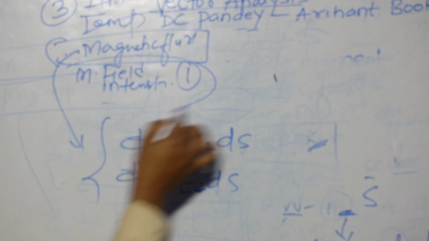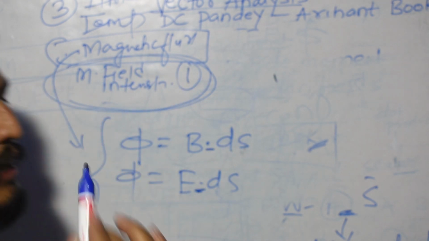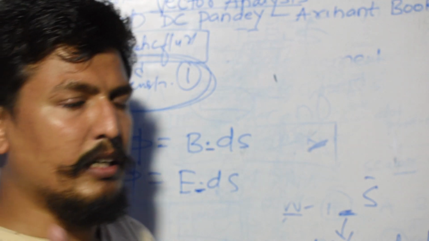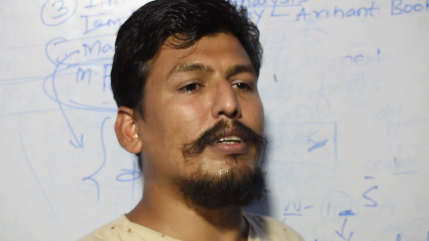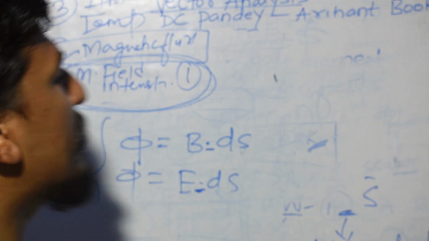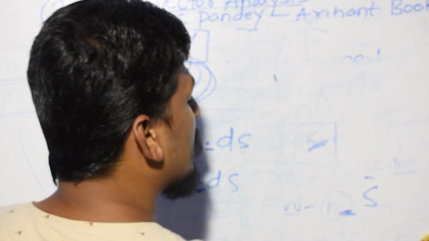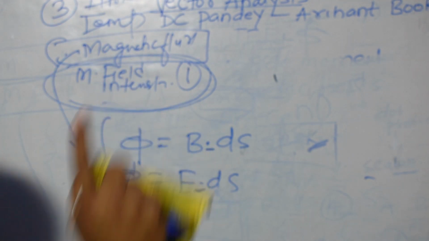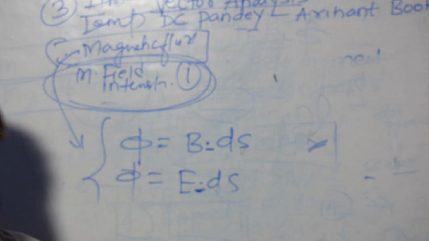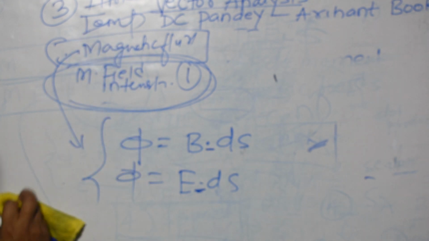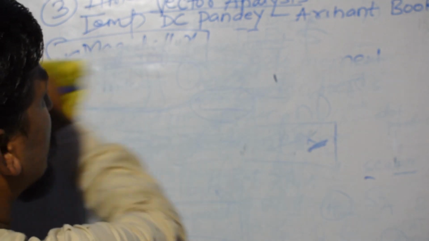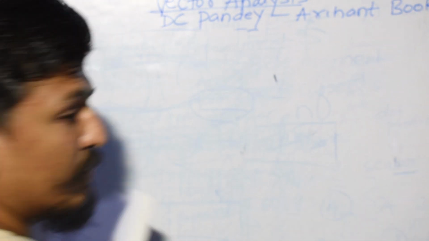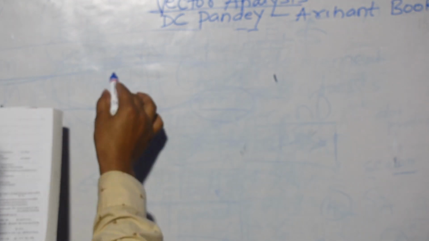Now the fourth option is magnetic field intensity. Again I repeat, whether it is magnetic field intensity or electric field intensity, both are vector quantities. Electric field and magnetic field are both vector quantities, both having direction. So the right answer is magnetic field intensity, a vector quantity. So this was the third question. We will proceed with the fourth question.